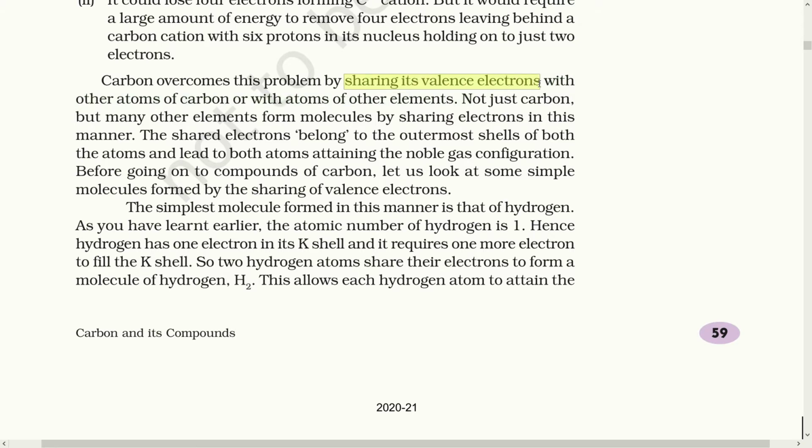Instead of giving and taking, carbon shares its valence electrons with other atoms of carbon or with atoms of other elements. Not only carbon but many other elements also combine in this form. The shared electrons belong to the outermost shell of both atoms and lead to both atoms attaining the noble gas configuration. Before going on to compounds of carbon, let us look at some simple molecules formed by sharing of valence electrons.